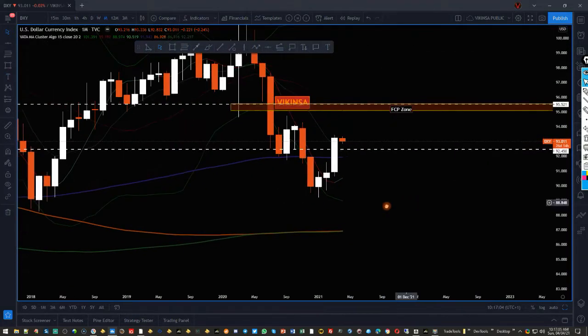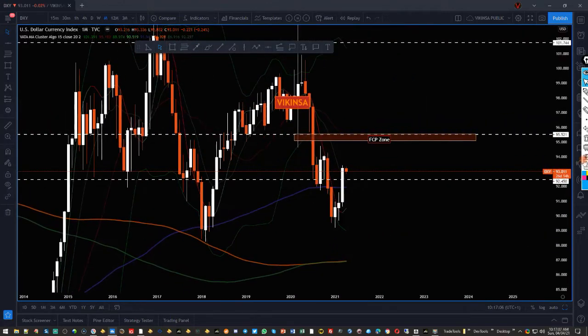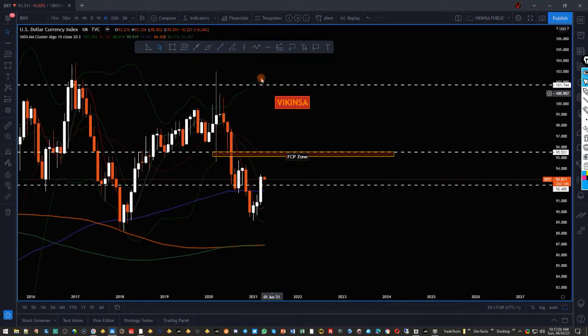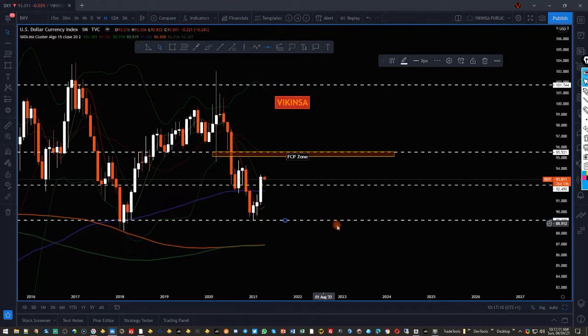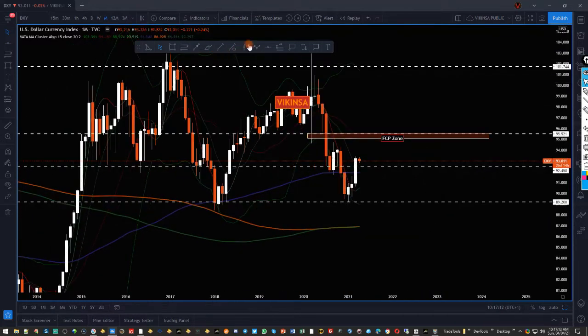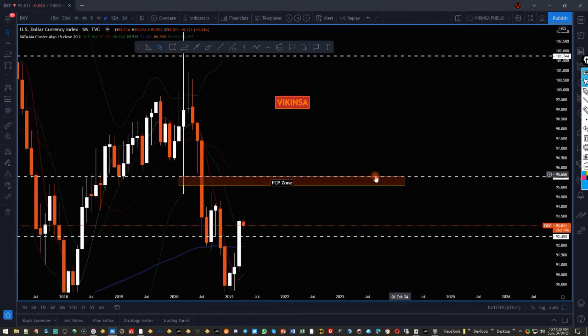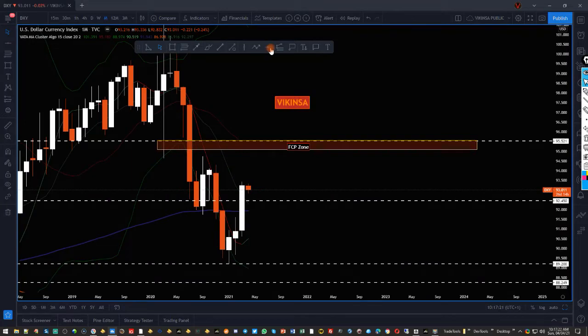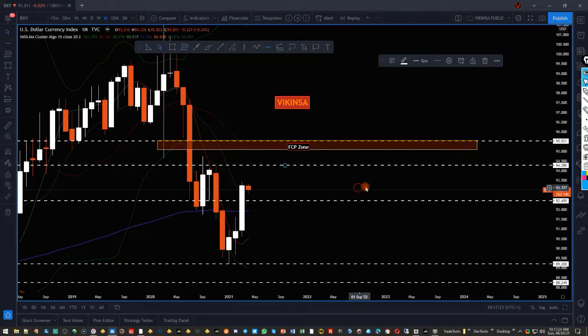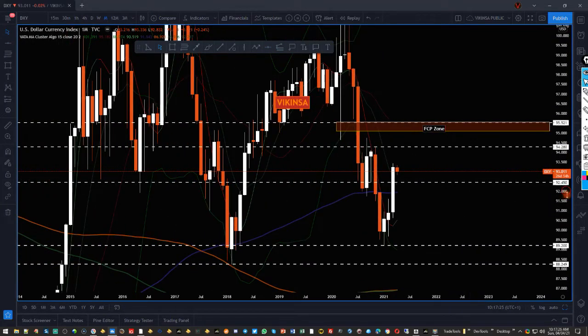Okay, that's one of the areas, and obviously there are a few levels which we should be aware of based on the structure. So this is the lowest of the previous leg, that is very important. This one is also very important here, and the market is expected to come to near about this level as well. So these levels are very, very important.